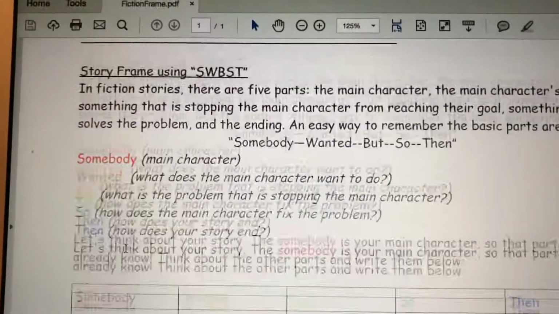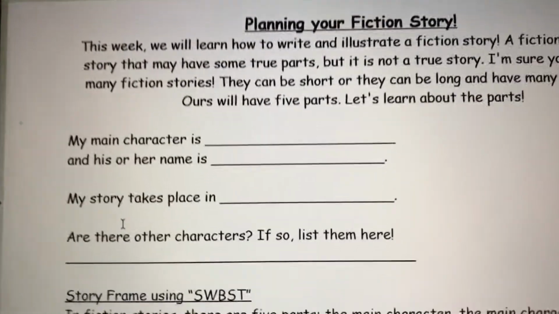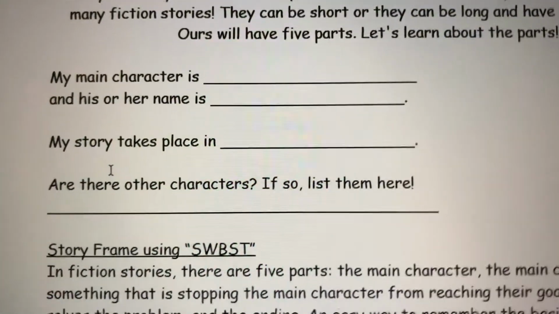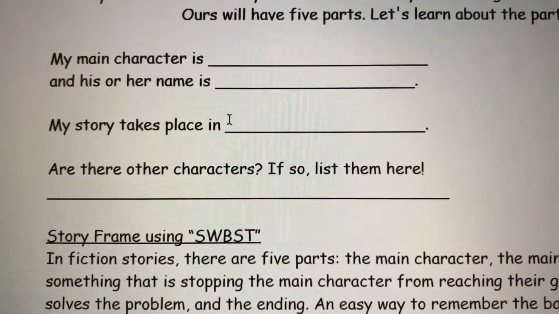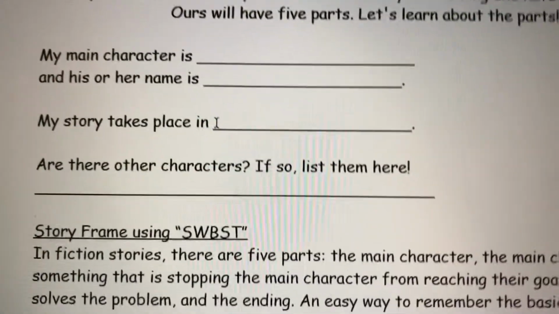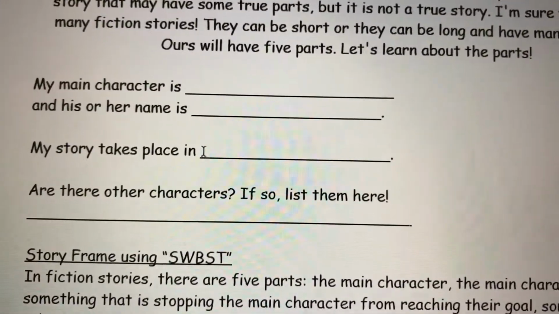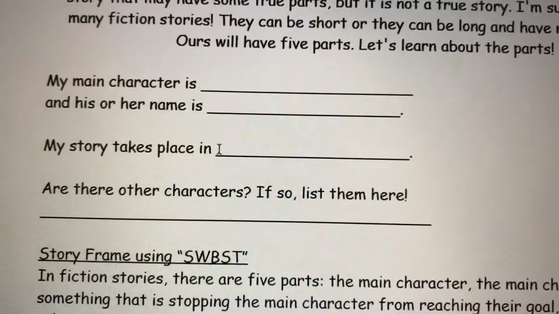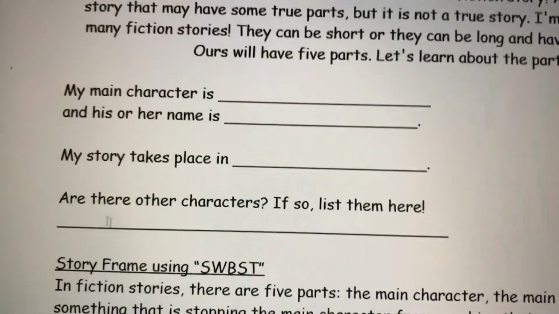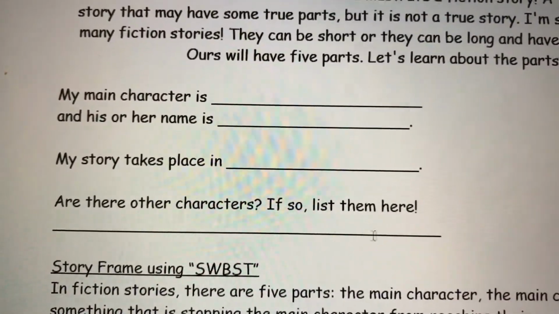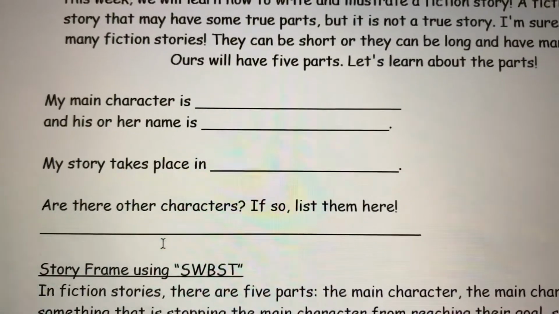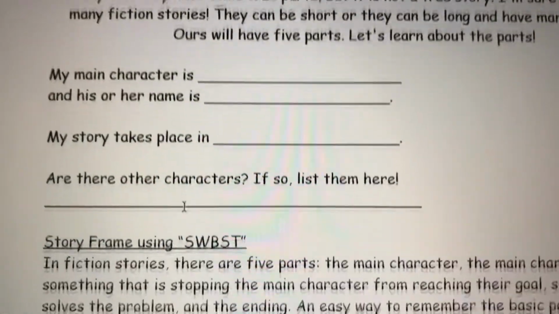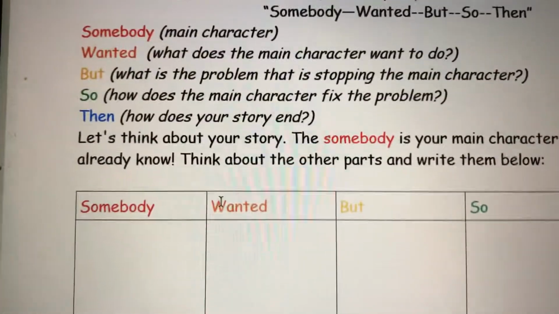So you're going to start with your writing today by writing down who your main character is and what his or her name is. I also think it's helpful to start thinking about where your story takes place. Is it in a magical forest? Is it in the ocean? Is it in a candy store? Where does your story take place? And if there are any other important characters who you don't want to forget to include, you can list them here. So figure those out first, and then see if you can figure out your chart.